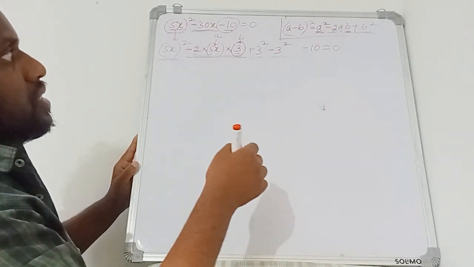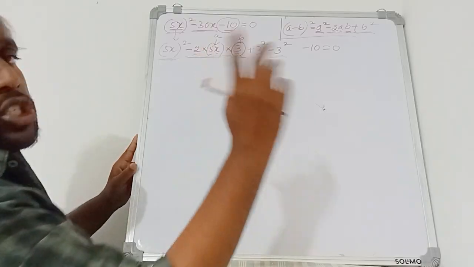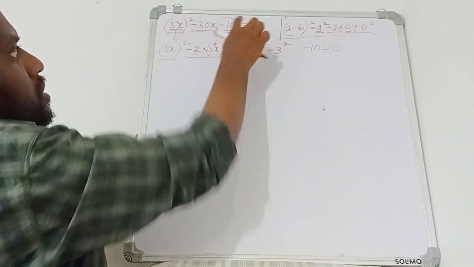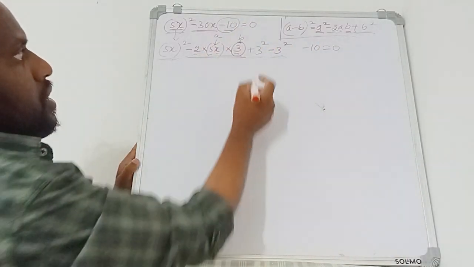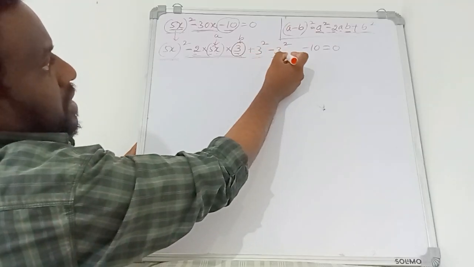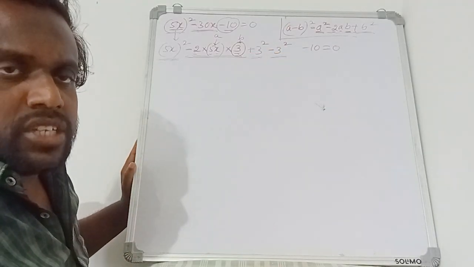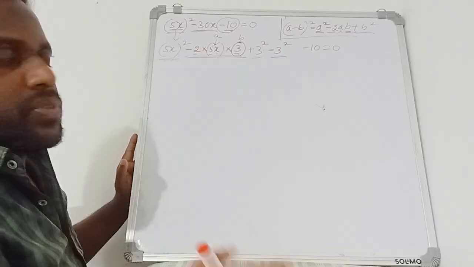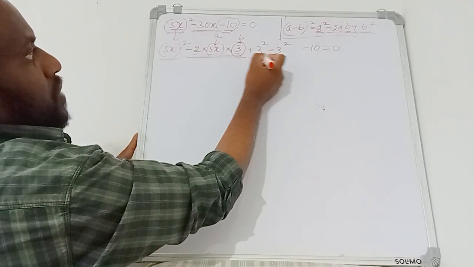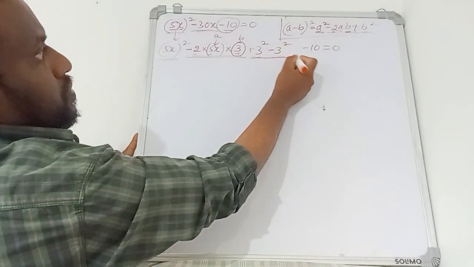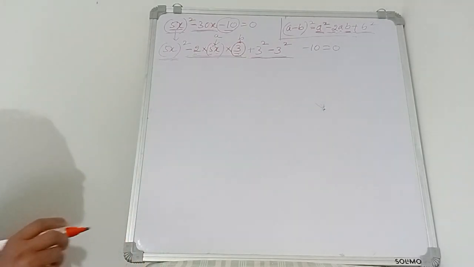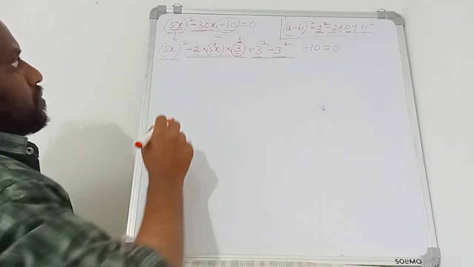That means the equation won't change. We are adding extra and then subtracting, so the equation will not become wrong. So this is very important. This you have to do. Okay. Till here I hope you understood.